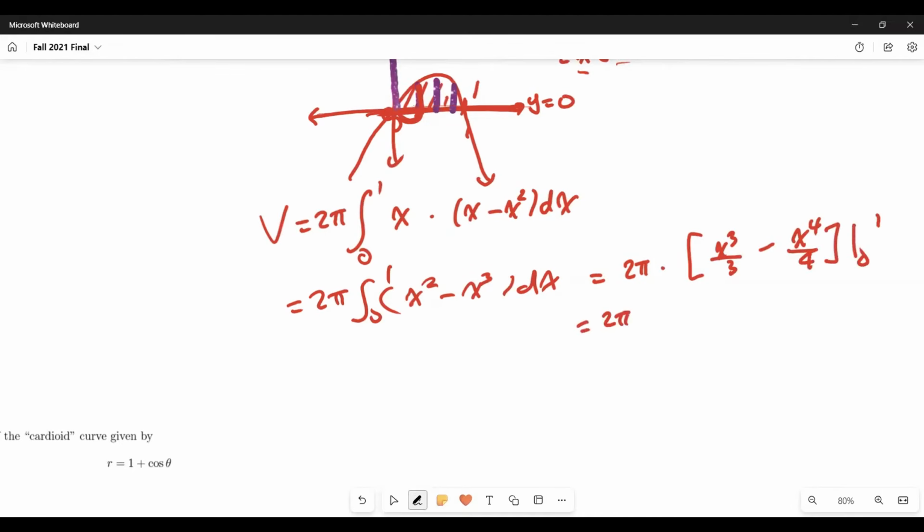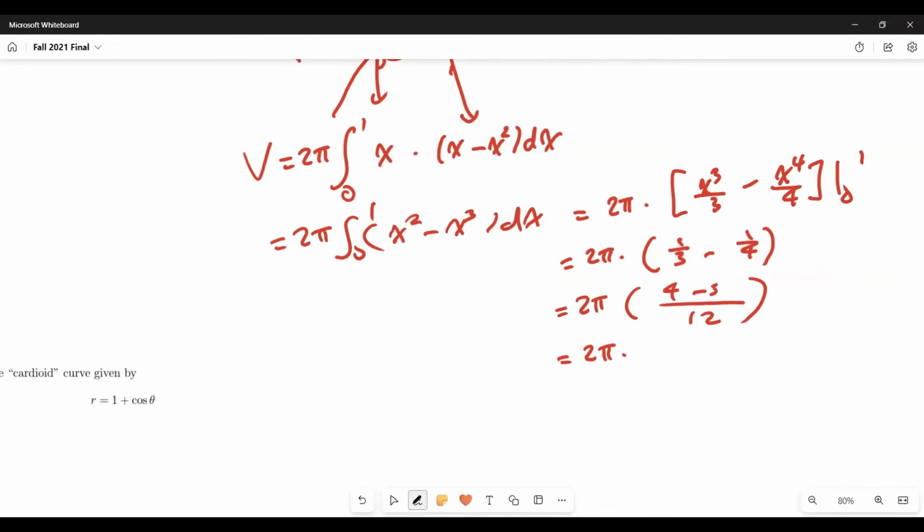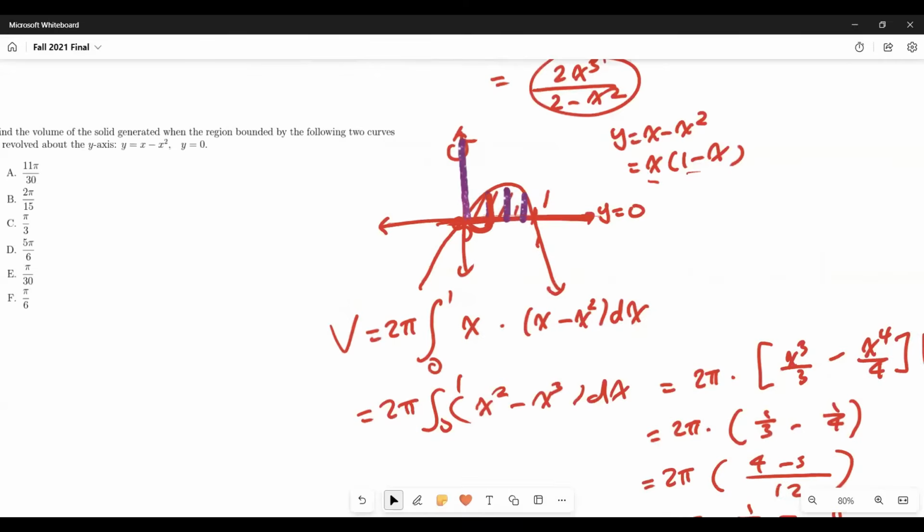So this becomes 2 pi, 1 over 3 minus 1 over 4. If you do the lower bound 0, this just becomes 0, so I didn't calculate that part. 2 pi of 4 minus 3 over 12. So this becomes 2 pi times 1 over 12. So this becomes pi over 6. So the answer for this question is F.